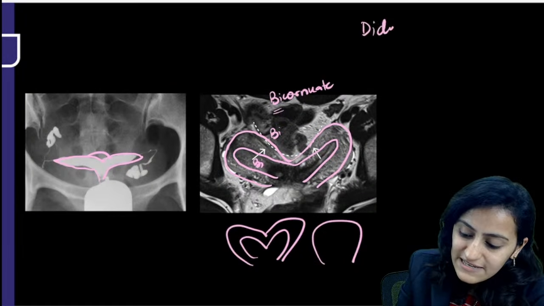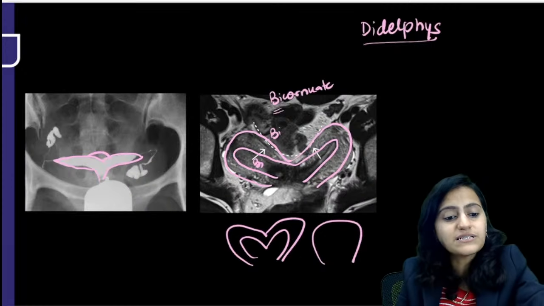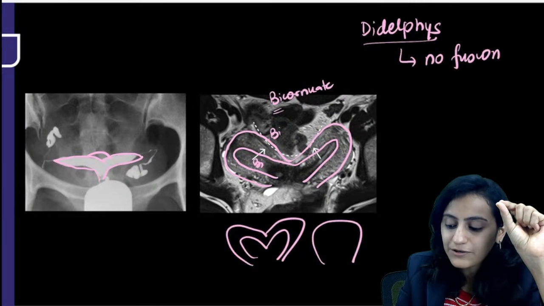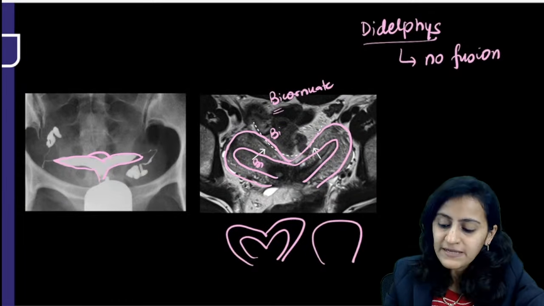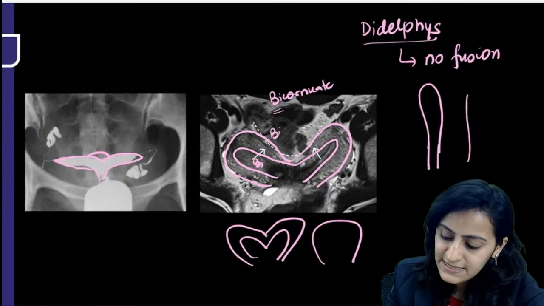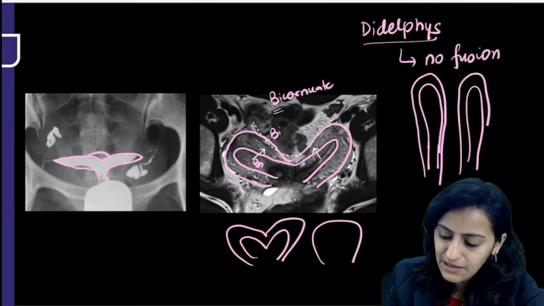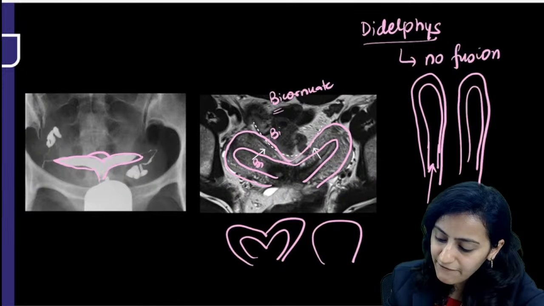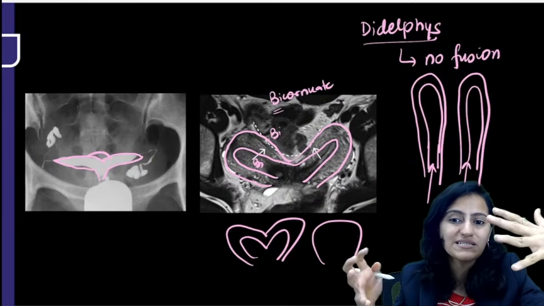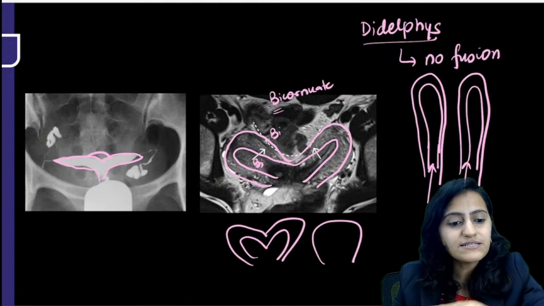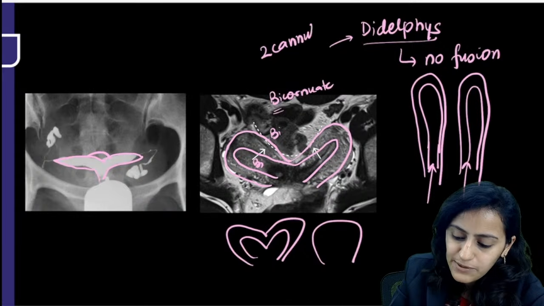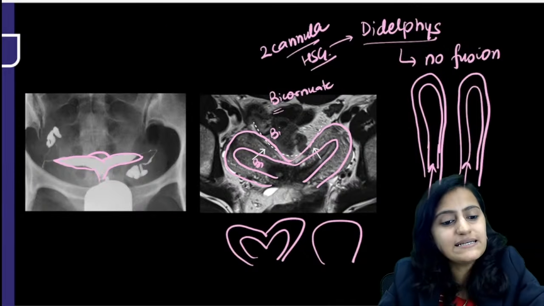Now versus the didelphys uterus. What do you have in didelphys uterus? Didelphys basically means there is no fusion at all, right? So the entire uterus, the cervix, the upper vagina, they are different. It is a completely separate uterus that we have. So we have two different cervix. So we need two cannulas basically in HSG to see that didelphys uterus, right? So everything is going to be two in didelphys uterus. So there would be two cannula as well on HSG that you would see in didelphys uterus.